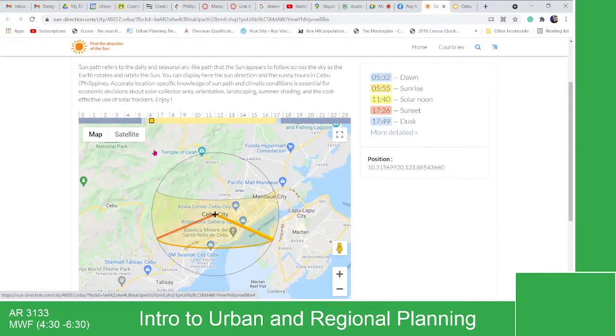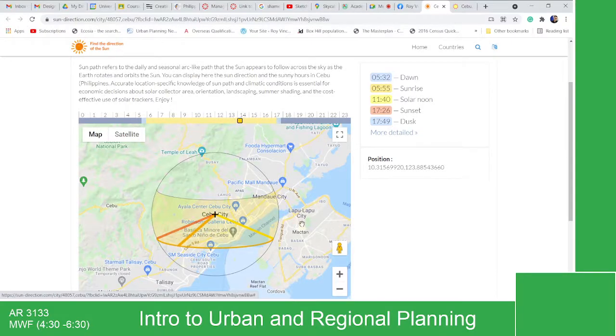Does everyone see the line moving? Can someone confirm? Yes, sir. All right, so you see it moving from 6 a.m. to like 5 p.m., our sunset in December.